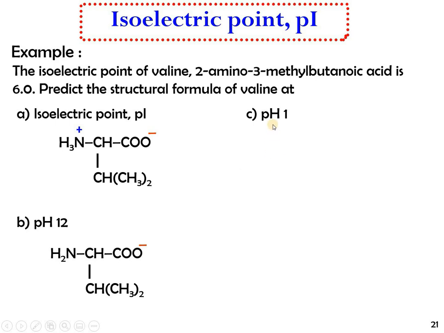And then the last one will be at pH 1. pH 1 is lower than the Pi. So it means that this structure of valine will be in the form of acidic. In the acidic structure, the COO negative part will attract another hydrogen to give COOH and leave you with the NH3 plus. We can say that this structure is in the form of a cation.